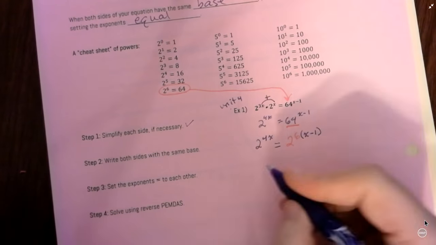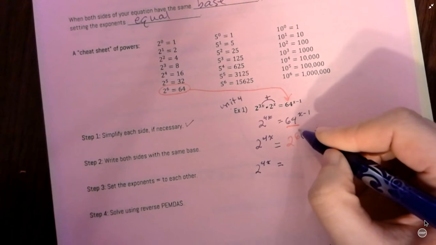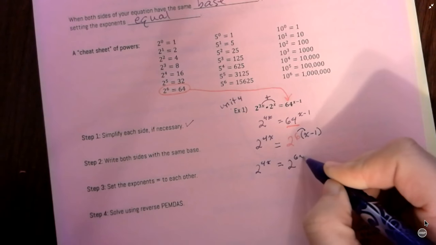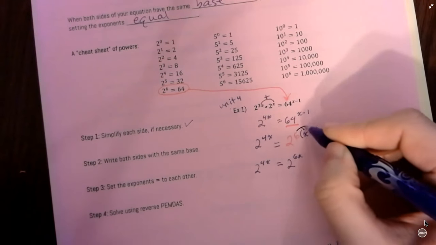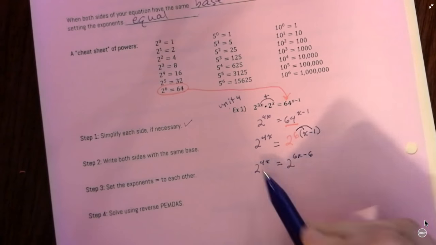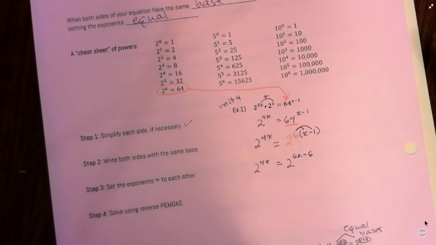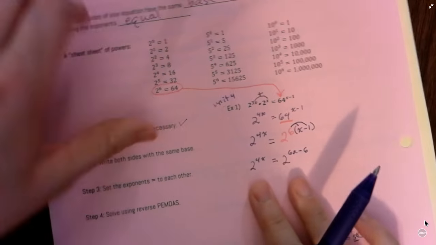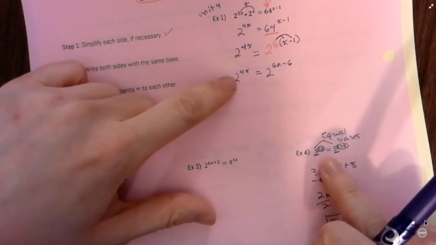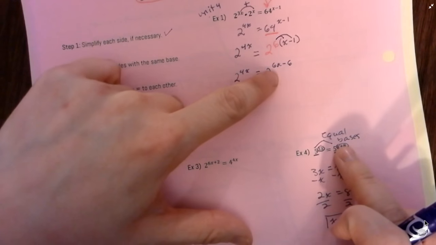Okay, so now I have 2 to the power of 4x equals, and then 2 to the 6 times x is 6x, and 6 times negative 1 is negative 6. So I have 2 to the 4x equals 2 to the 6x minus 6. So now this problem looks like this problem. I just have something to a power equals that same thing to a power.